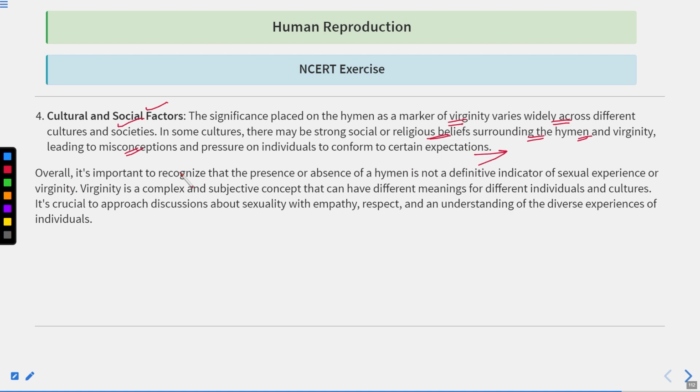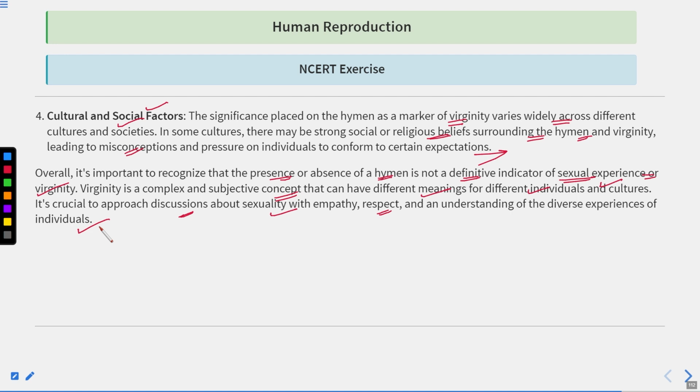Now, overall, it's important to recognize that the presence or absence of the hymen is not a distinctive characteristic of sexual experience or virginity. Now, virginity is a complex and subjective concept that can have different meanings for different individuals and cultures. It is crucial to approach discussions about sexuality with empathy, respect, and understanding of the diverse experiences of individuals.